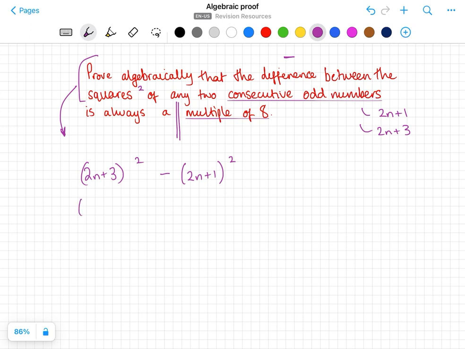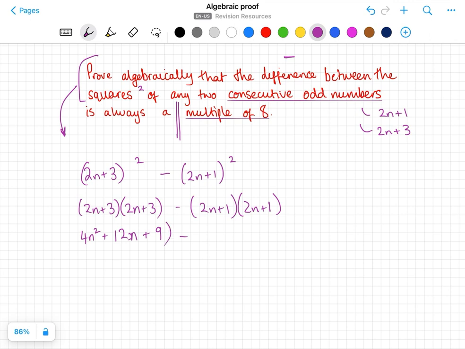It's a case of expanding 2n plus 3 times 2n plus 3, subtract 2n plus 1 times 2n plus 1. That leaves us with 4n squared plus 6n plus 6n plus 9. And we subtract 4n squared plus 2n plus 2n plus 1.